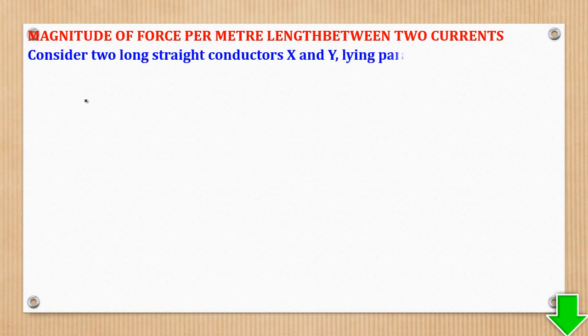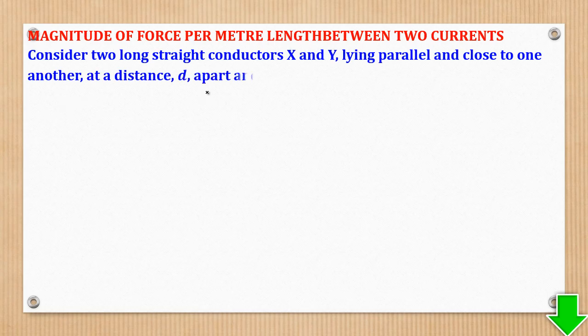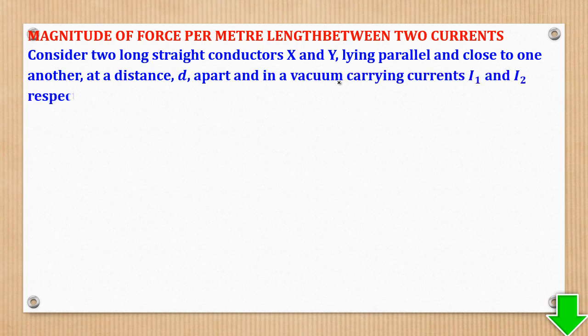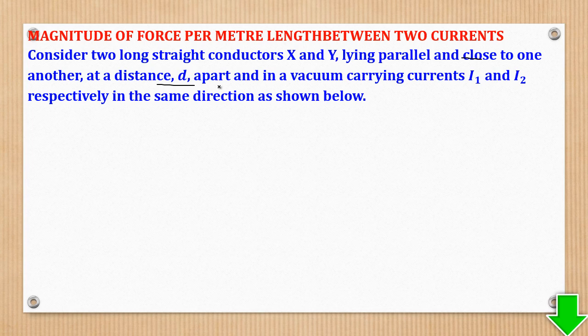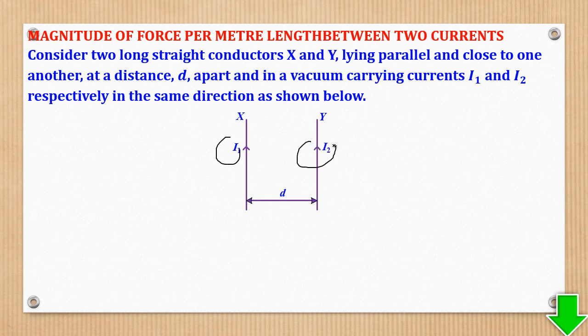So consider two long straight conductors X and Y lying parallel and close to one another at a distance d apart, and in a vacuum, carrying currents I1 and I2 respectively in the same direction. Same direction. So we shall draw the wires X and Y separated by distance d, and the current is I1 through X and I2 through wire Y.